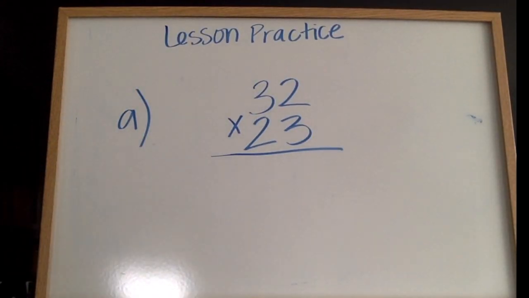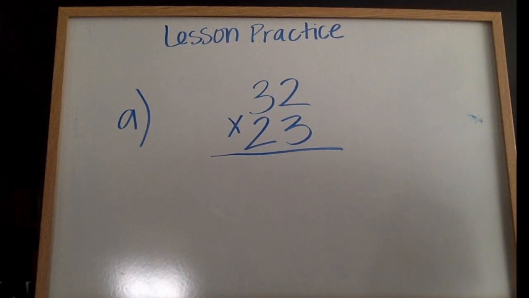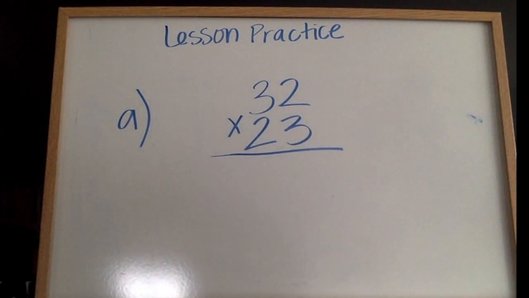Okay, I'm going to go over letter A from the lesson practice. 32 times 23. Now, if you want to try this on your own, I would solve it first and hit pause on the video, and then jump back in once you finish it to see if you got the right answer. And if you didn't, then you can walk through the problem with me, okay?